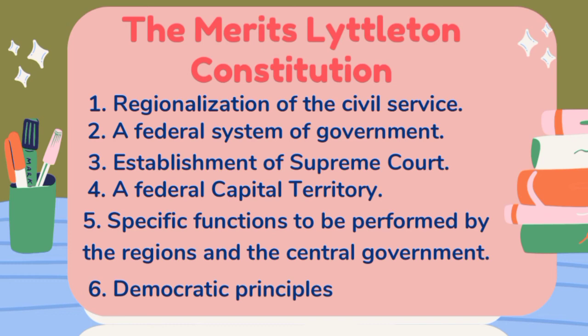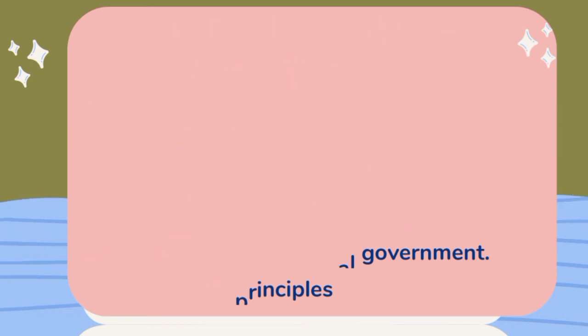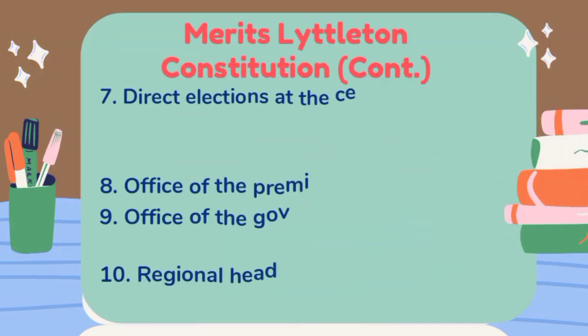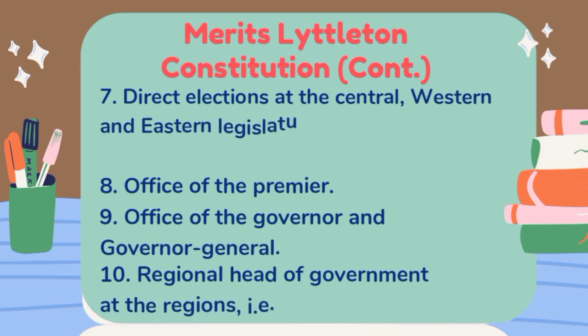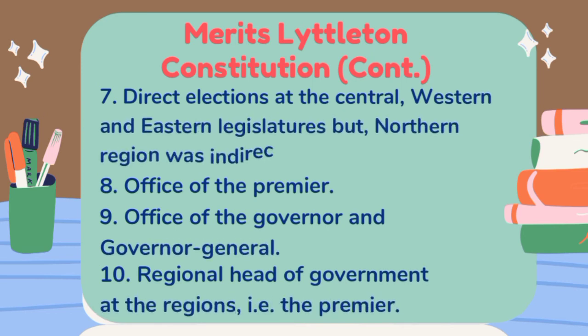Again, there is democratic principles. Apart from all this, we still have other merits like direct elections at the central, western, and eastern legislature. Though in the north, it was indirect. Then it made provision for the office of a premier at the regions. Then office of the governor and governor general were created. Regional head of government at the regions, that is the premier.